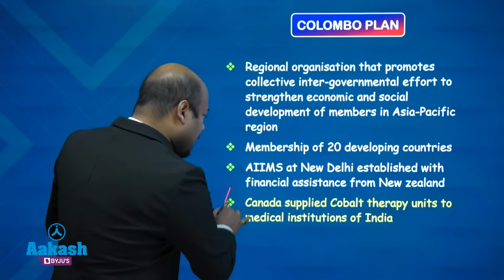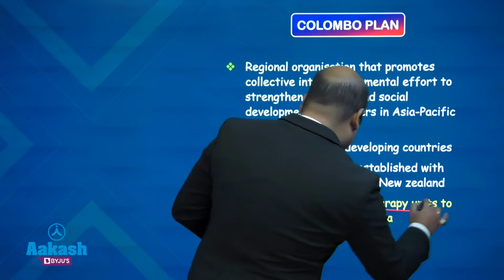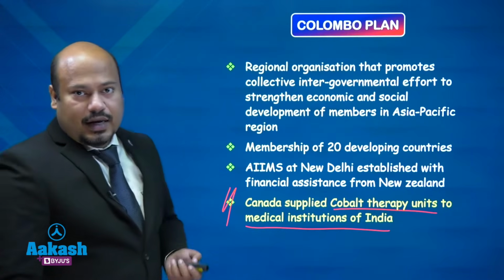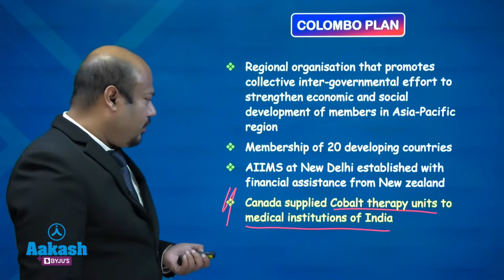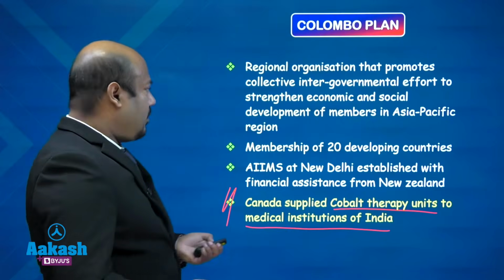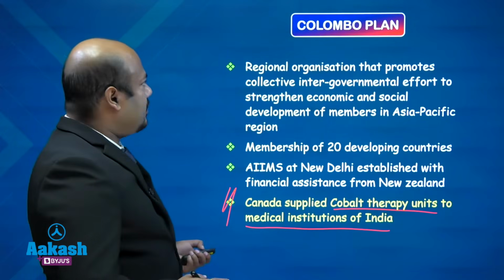Canada supplied cobalt therapy units to medical institutions of India. As we know, cobalt 60 isotope is used in radiotherapy. So, cobalt therapy units were supplied to India by Canada under the Colombo plan. So, answer will be what? Answer will be cobalt therapy units.